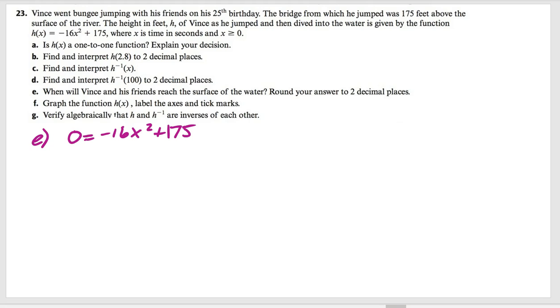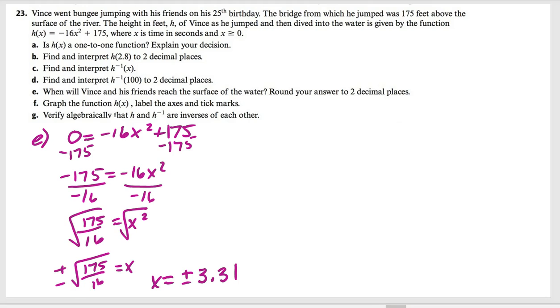I'm going to use the square root property, and I'm going to subtract 175 from both sides and divide by negative 16, then take the square root of both sides, and I get plus or minus 3.31. But we have to remember this represents seconds, and time can never be negative, so we're only going to look at the positive root. So 3.31 seconds.